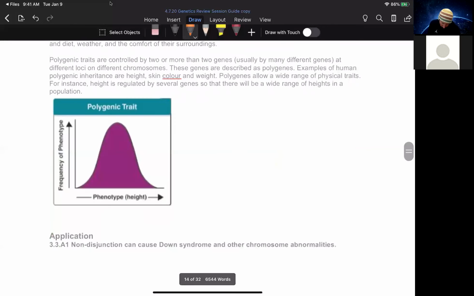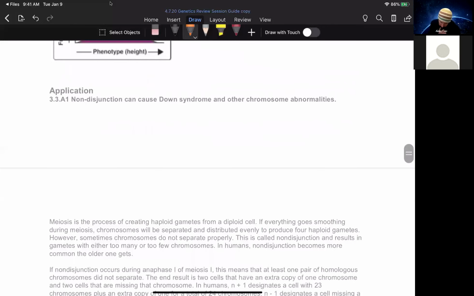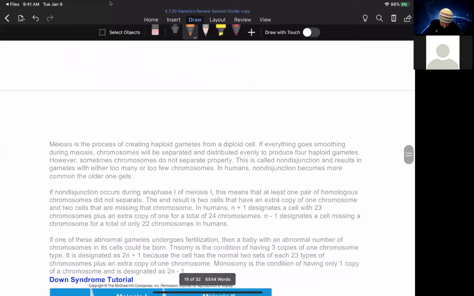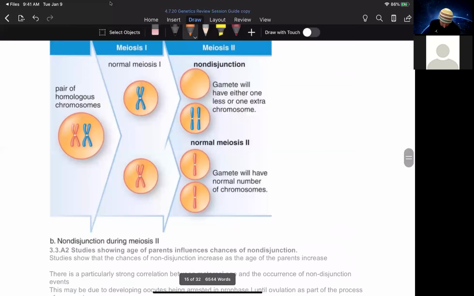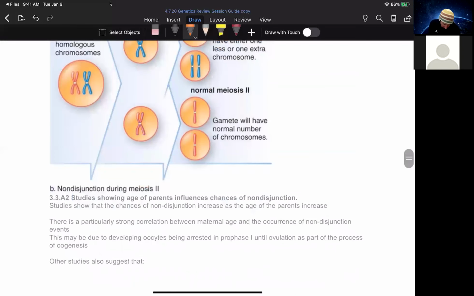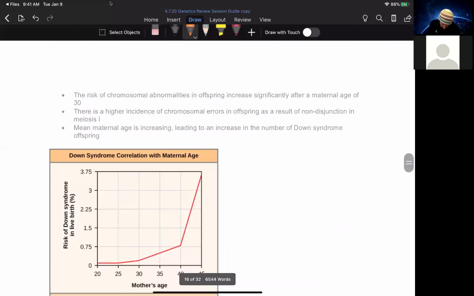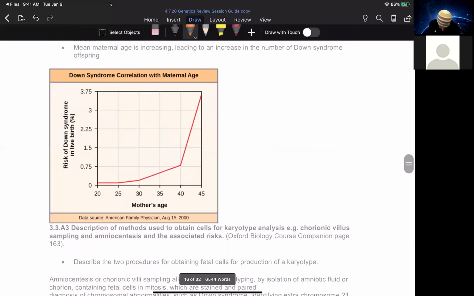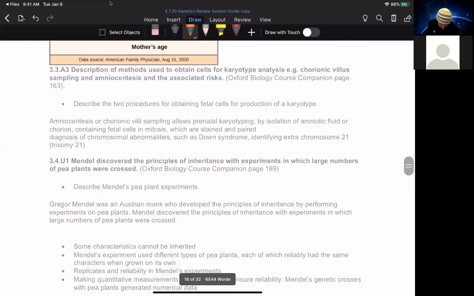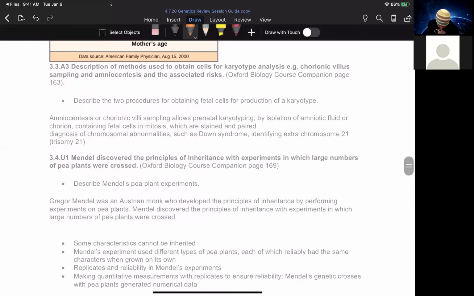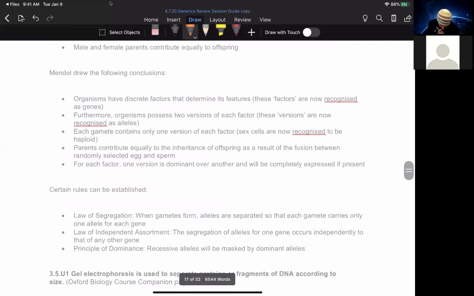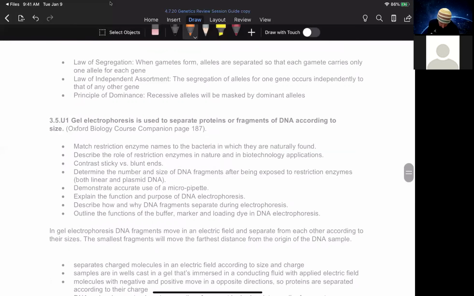Polygenic traits, you guys were good on that. Non-disjunction, you guys were good on that as far as I remember. You guys were pretty good at genetics, if I remember correctly, for the most part. The one thing that I think people miss questions on, which is kind of a memorization thing, is some of this stuff down here, this biotechnology stuff.